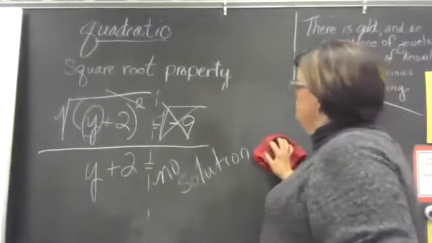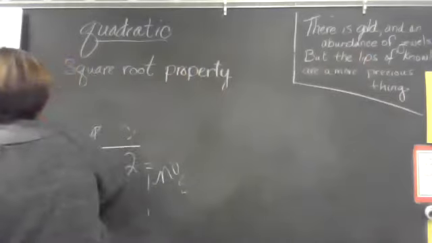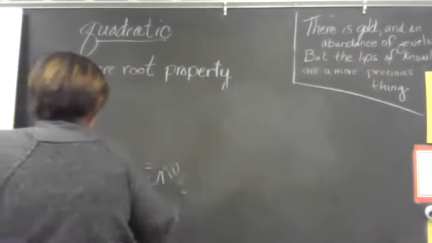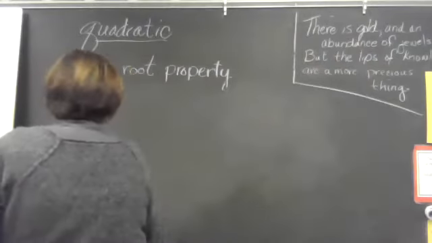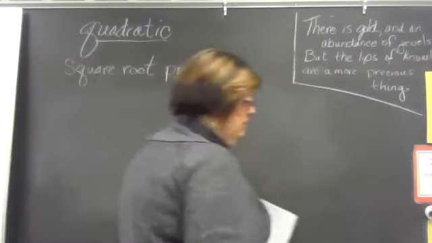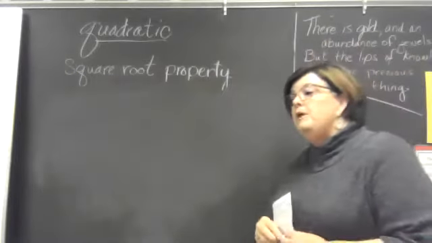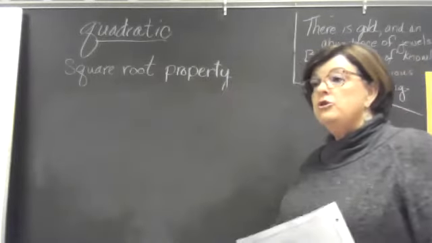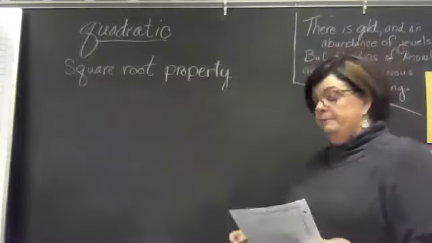Okay, now this one, I want you to see how it works. On this problem that I'm going to do for you, you have to remember that when you take the square root of something that's possible to take the square root of, then it's always a plus or a minus answer. So you're going to have two answers. Okay, let's look at number 3.